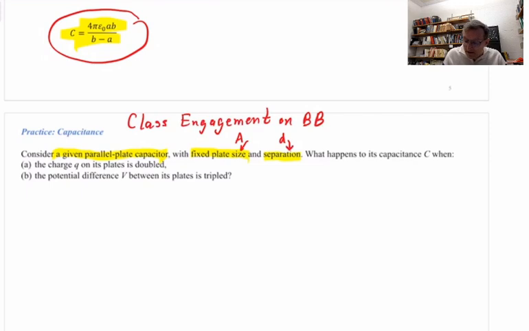What happens to the capacitance of this capacitor when, A, the charge Q on its plates is doubled? What happens to C? And then, B, the potential difference V between its plates is tripled. That's two separate cases. First, we double the charge Q. What happens to C? Then return to the initial situation and triple the potential difference V. Again, what happens to C?